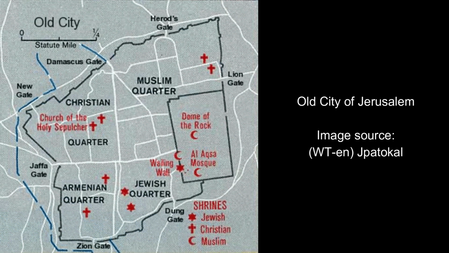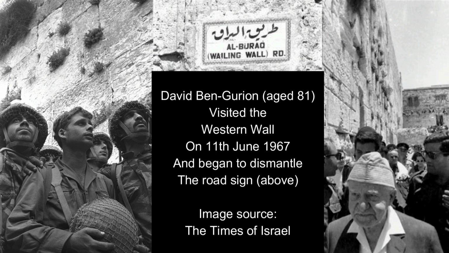So this meant that the Western Wall and all the other religious sites within Jerusalem were off limits to any Israeli citizens. But in 1967, Prime Minister Ben-Gurion visited the Western Wall, and he himself began to dismantle the road sign which the Jordanians had placed there, and now it was open, and the whole city was open, and the whole of the West Bank was open for people of all faiths to go and visit their holy sites.